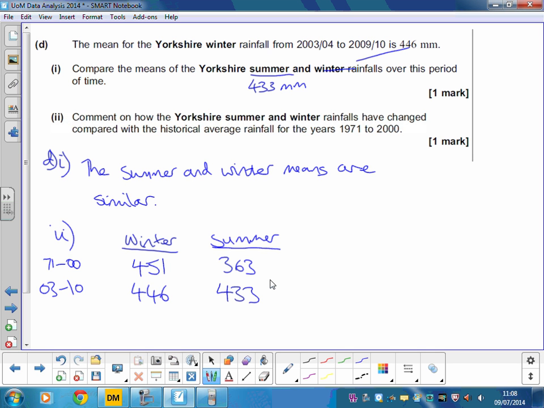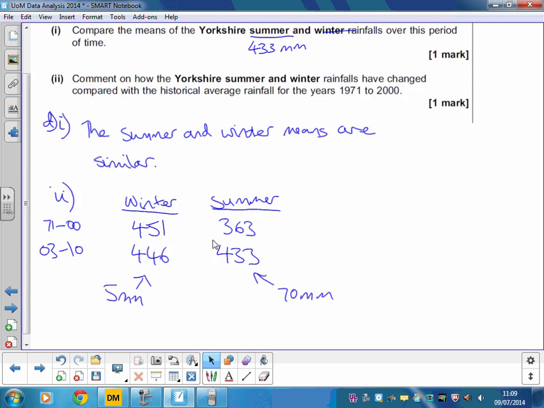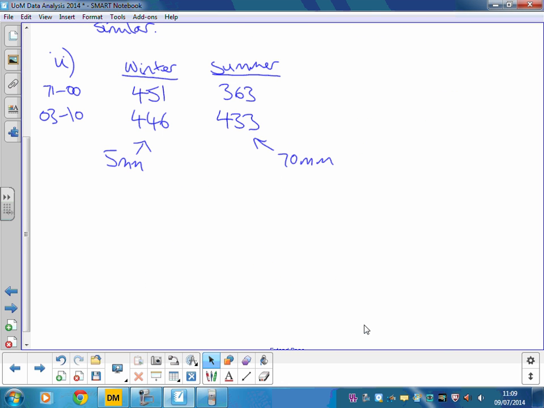So we're going to compare this. Remember, we're comparing averages here. So if you look at the two winter numbers, that hasn't changed a lot. There's very little difference. There's only a difference of 5 millimetres between them. Okay. However, in summer, there's now a difference of 70 millimetres. So we're going to comment on these two things. Now, although it's only 1 mark, we need to comment on both to get the mark.